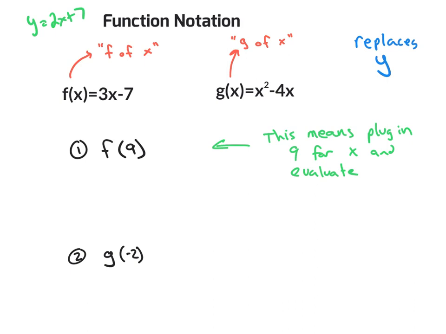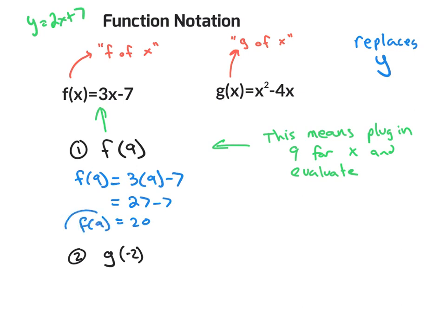And you see that down below here in number 1. Okay, so a problem like this says f of 9. All right, up above, the f tells me that I'm going to be using this function, and 9 tells me I'm going to plug in 9 for x and evaluate. So the way we do this problem is we say f of 9 equals 3 times 9 minus 7. And then I just evaluate. So then I get it equals 27 minus 7, which equals 20. So my final answer is that f of 9 equals 20.